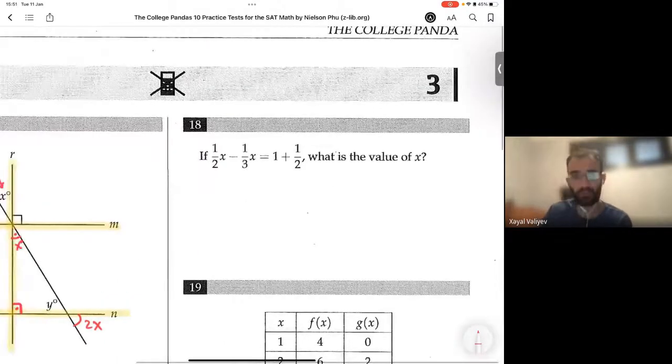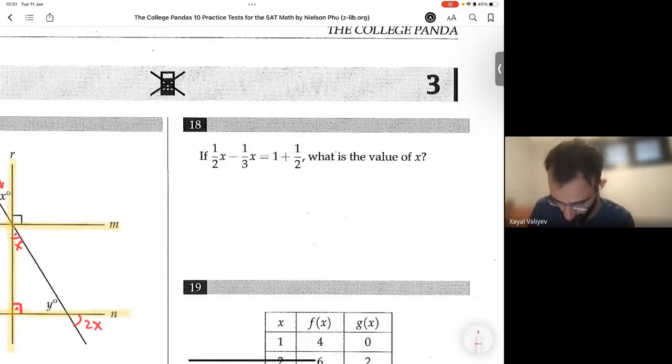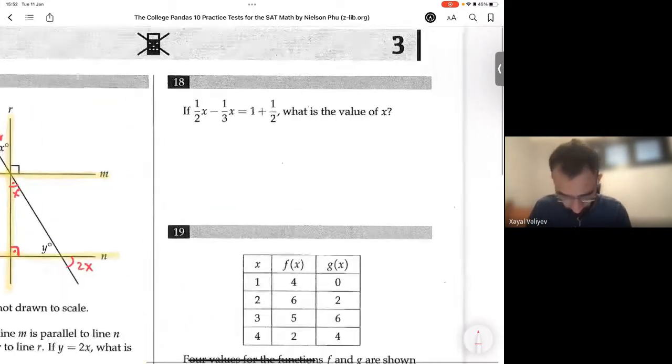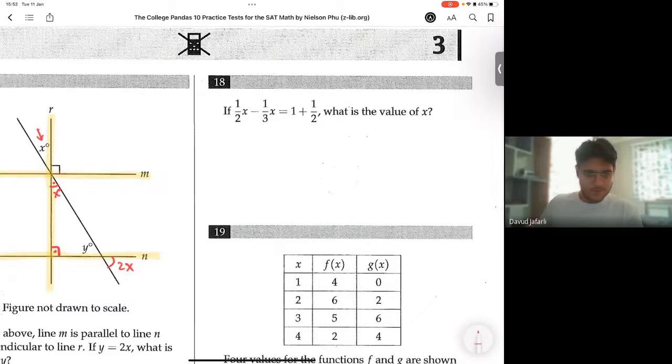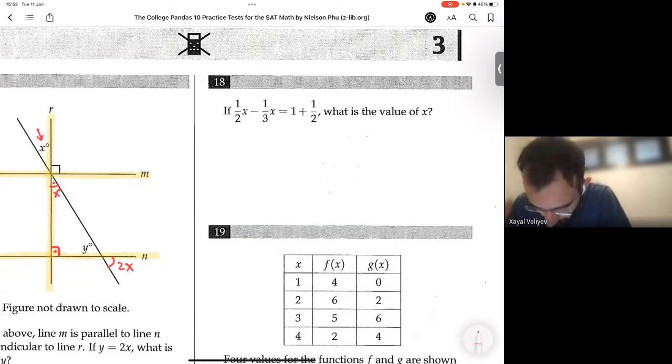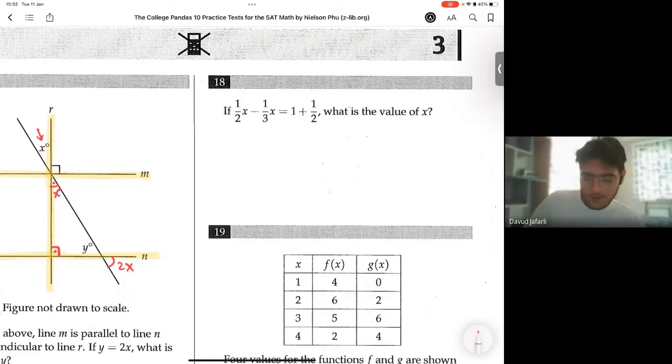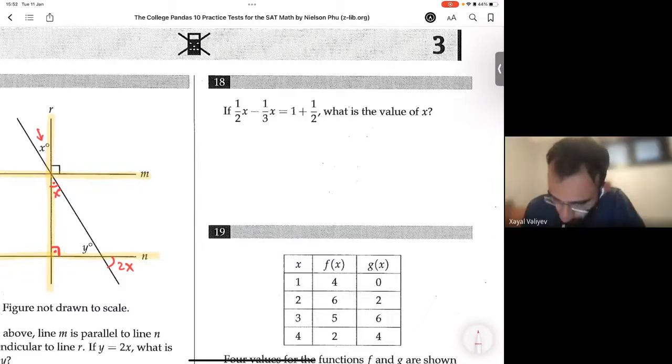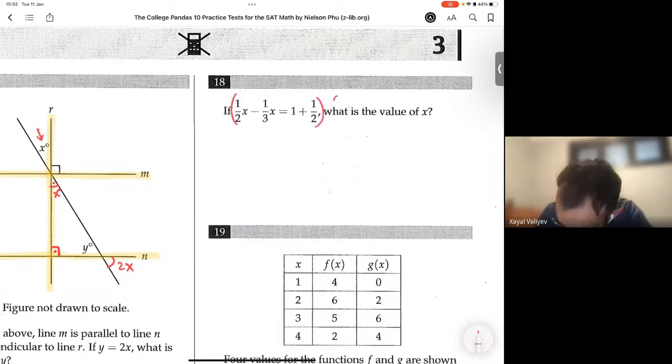And the equation. Half x minus third x equals 1 plus half. Can we write 0.5x instead of half x? But 1 out of 3, you also need to change to a decimal, right? But 1 out of 3 is a recurring decimal, and that's not going to be helpful. What I'm going to suggest instead, let's just multiply everything over here by 6.